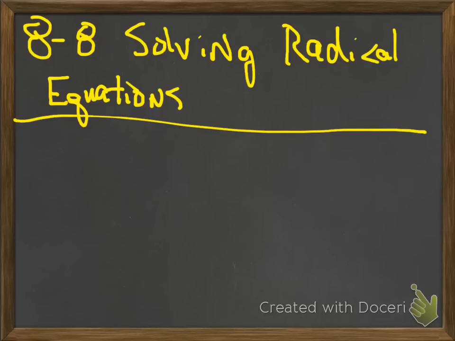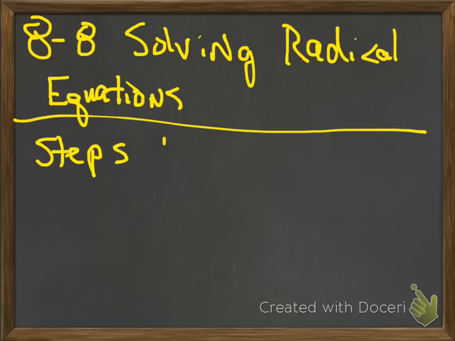Alright, so here is 8-8, solving radical equations. Again, this is nothing that should be very difficult. You just need to make sure that you're doing the steps. So what are the steps for solving this? Because that's basically what our objective is today.